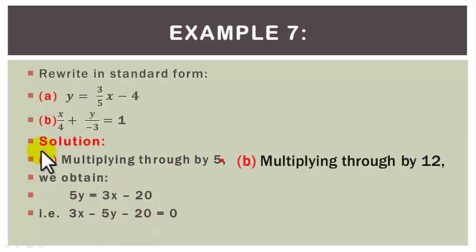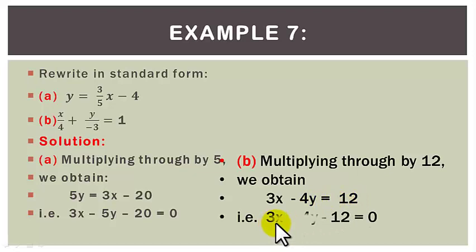B. We multiply this equation through by the LCM of 4 and 3, which is 12. Multiplying through by 12, we will obtain 3x minus 4y equals 12. Then bringing this one to the left hand side, we have 3x minus 4y minus 12 equal to 0. So this is the required standard form. And here a is 3, b is minus 4, and c equals minus 12.